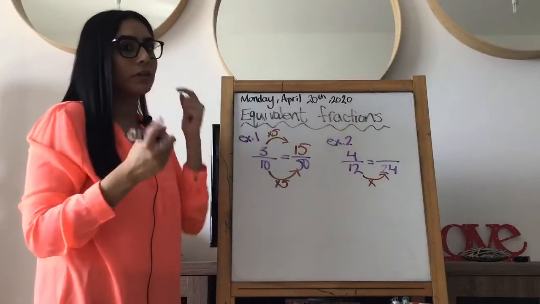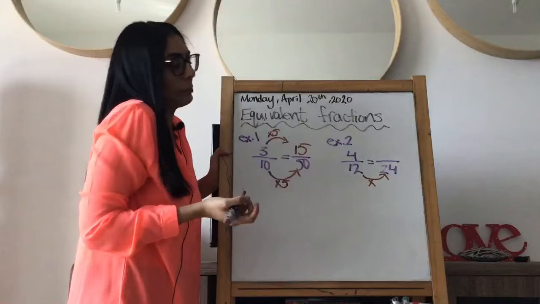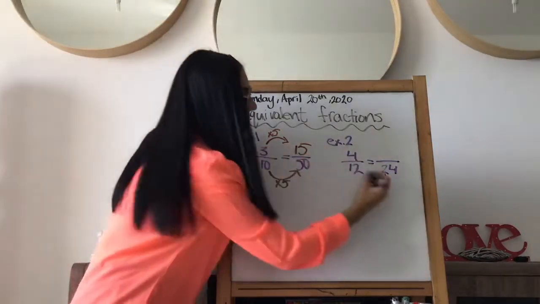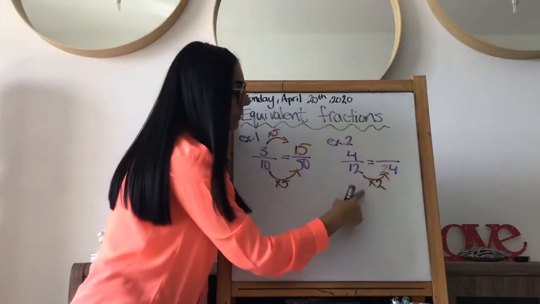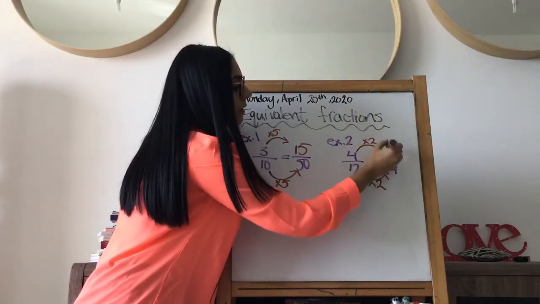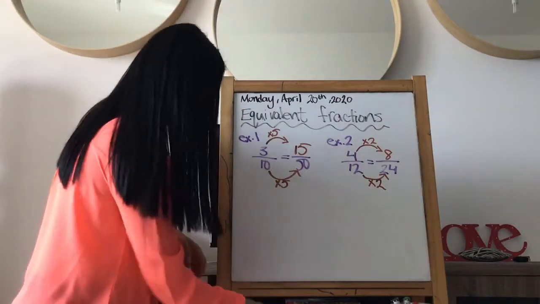We're never adding in equivalent fractions. You're either multiplying or dividing. If I know my number went up, it's obviously multiplication. So 12 times what is 24? 2. 12 times 2 is 24. If I do it to the bottom, I have to do it to the top, times 2. That means it is 8. Okay, easy enough? Let's just do a few more.